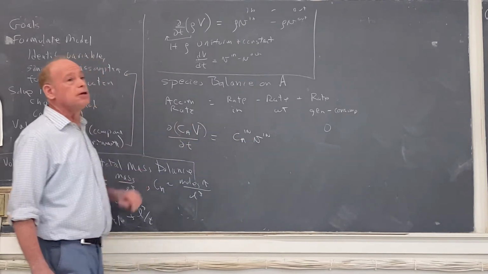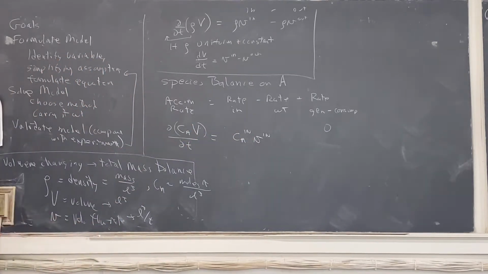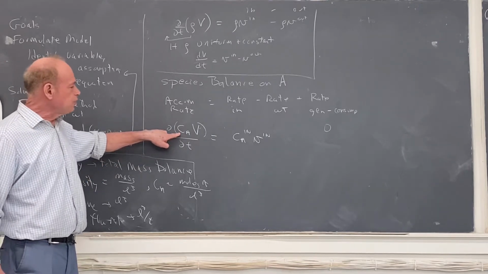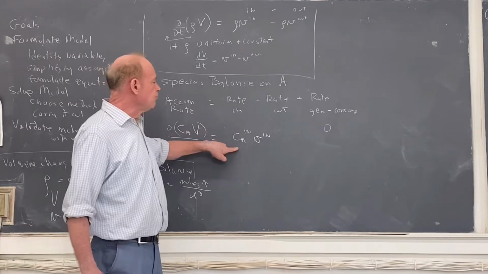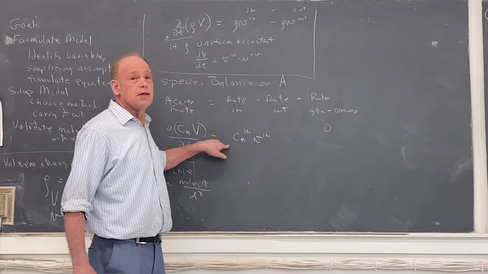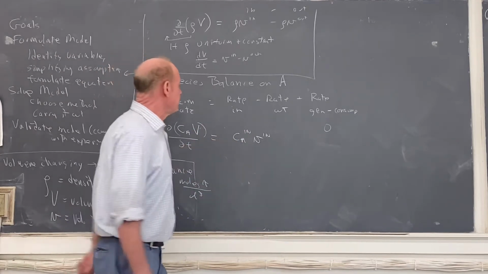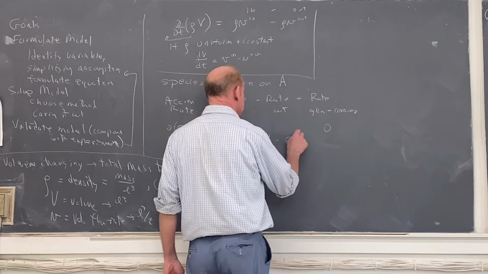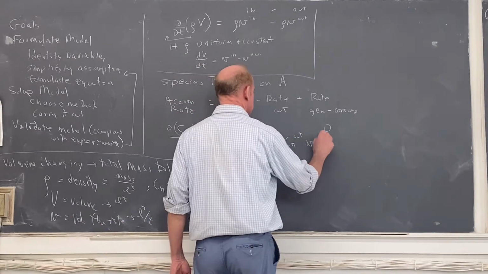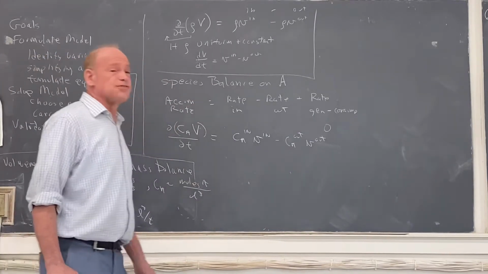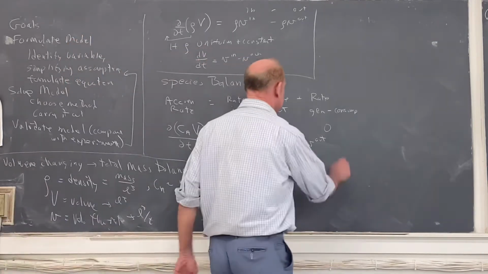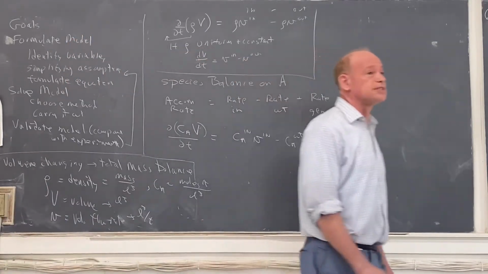Every term in the same equation has the same units. Moles A per unit volume times volume is moles A per unit time. Minus CA out, v out. And that's fine. So plus 0, there's no generation or consumption.